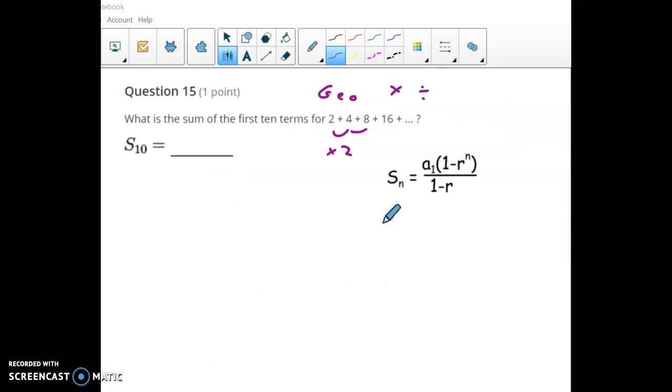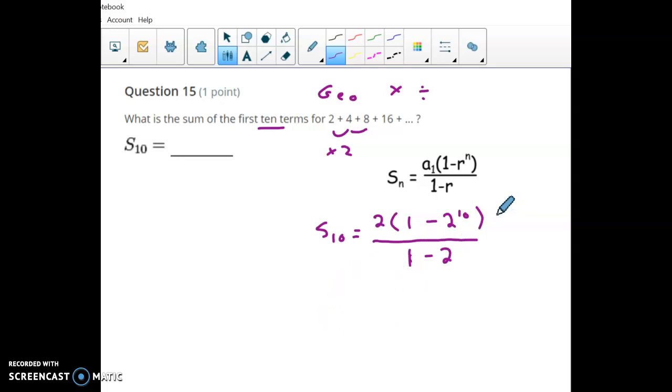All right, so we're just going to fill it in, and we know that there's 10 terms. So that's going to be n. So we're summing 10 terms, starting with the first term of 2. And then we do 1 minus r to the n, which is 2 to the 10th power, because there's 10 terms. And then 1 minus 2 on the bottom, 1 minus r.